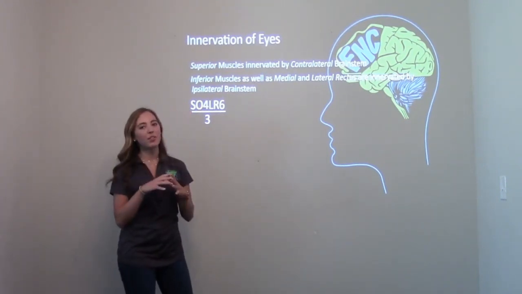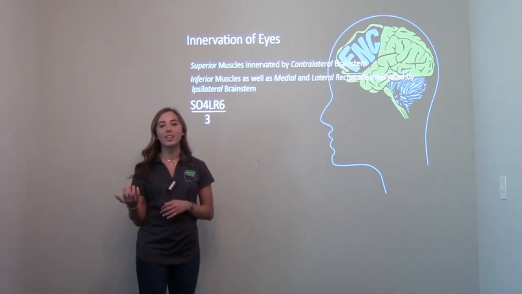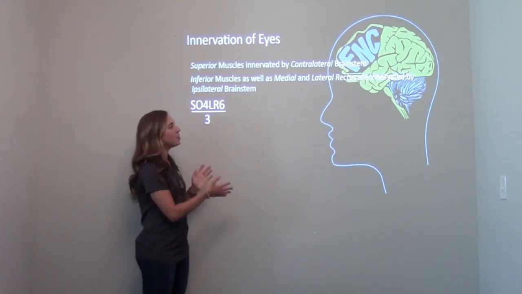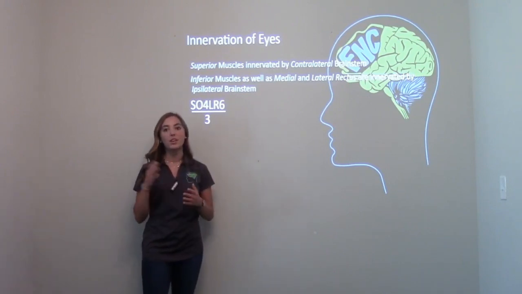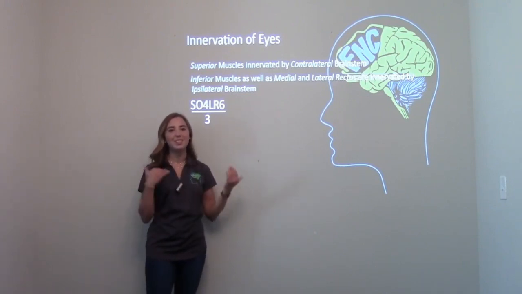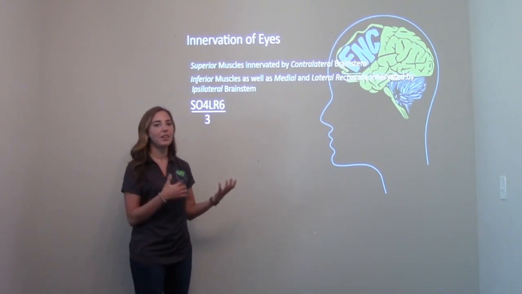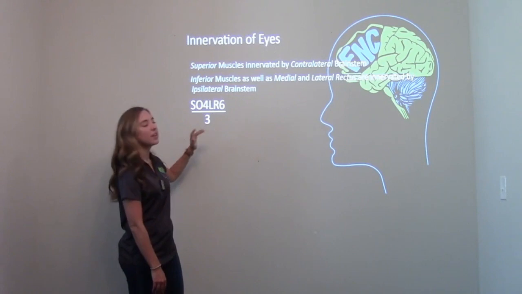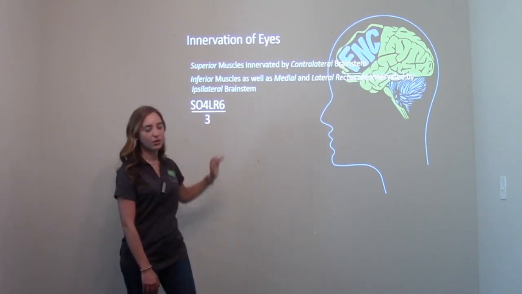So don't worry about that too much now. Verope is going to go into these pathways and help draw them out with you guys to make it really clear, but maybe jot down these rules or think about them so when you go through those pathways, these are going to come back and you'll understand how they make things a lot easier for you guys. And here's that other shortcut for innervations, SO4, LR6, all over 3.